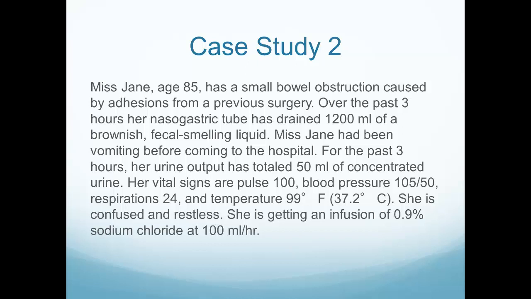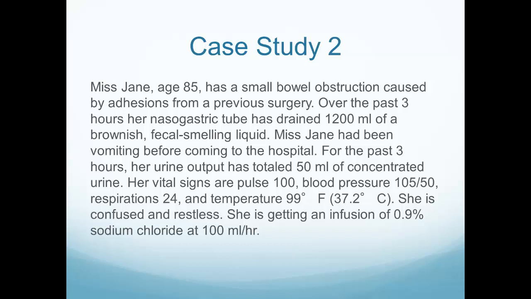Now, just so that you know, because you probably haven't received this information yet, a normal urine output should be 30 milliliters per hour. So her urine output should be, at bare minimum, 90 for the past 3 hours, 30 per hour. But hers is only 50. Her vital signs: her pulse is 100, her blood pressure is 105 over 50, respirations 24, her temperature is 99, so a little bit above normal, where normal is 98.5.